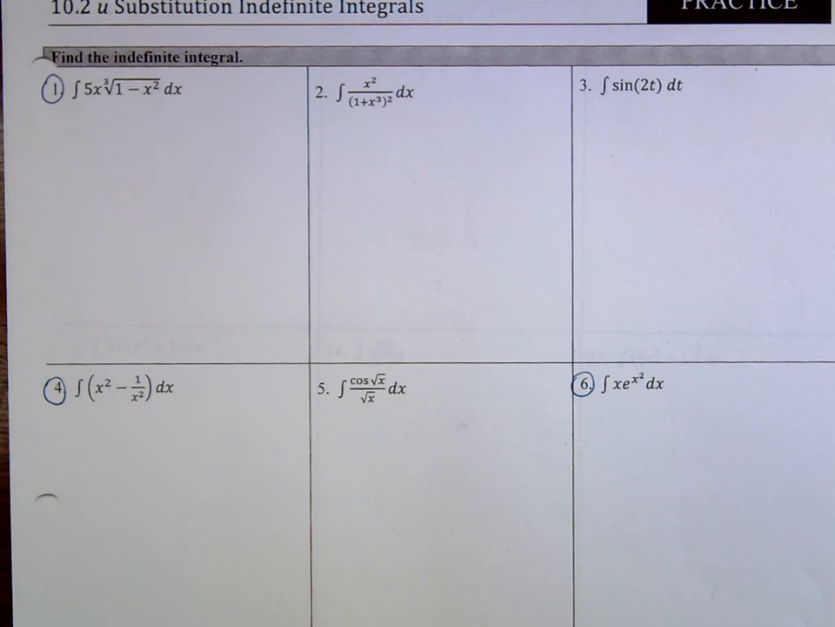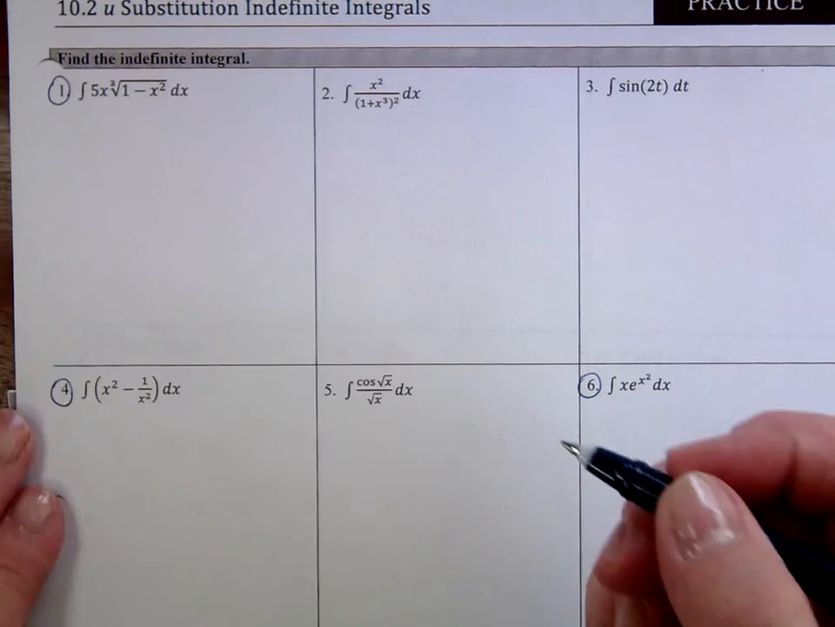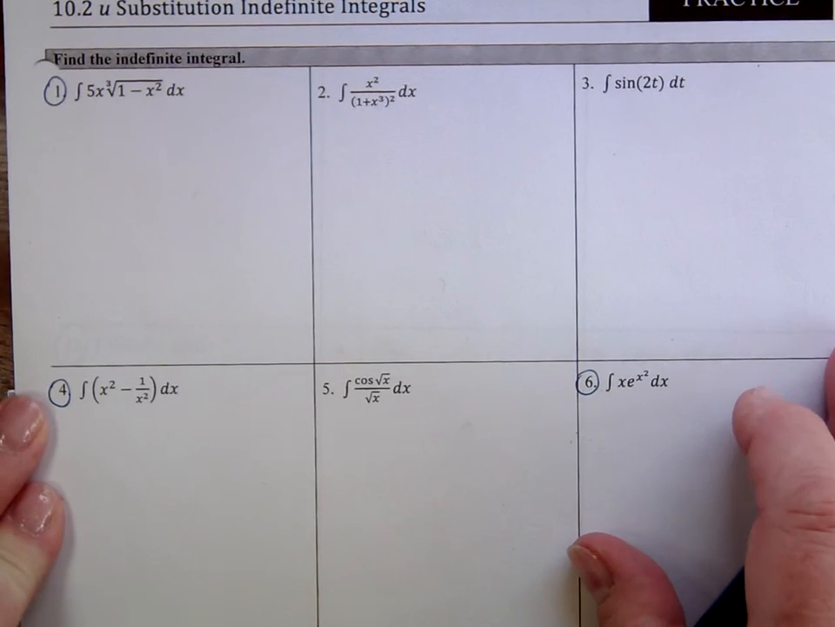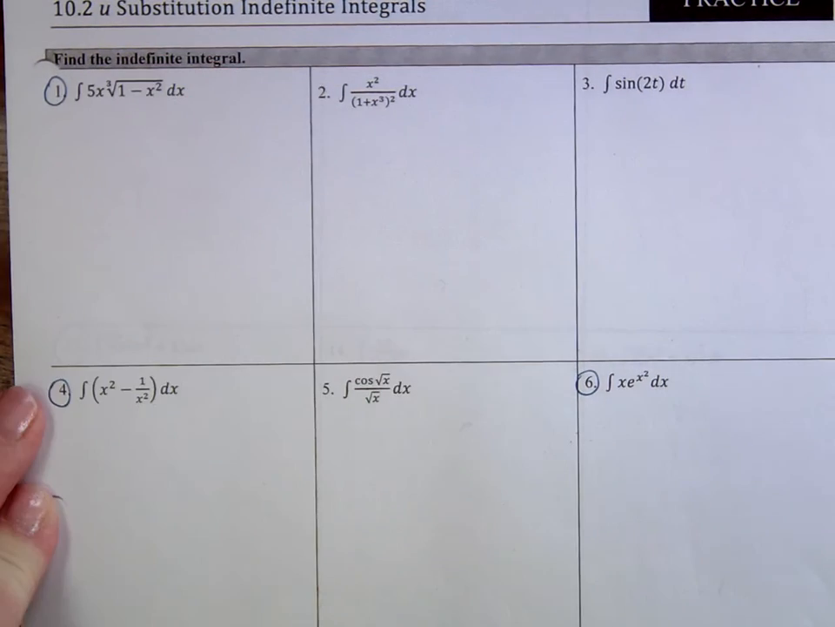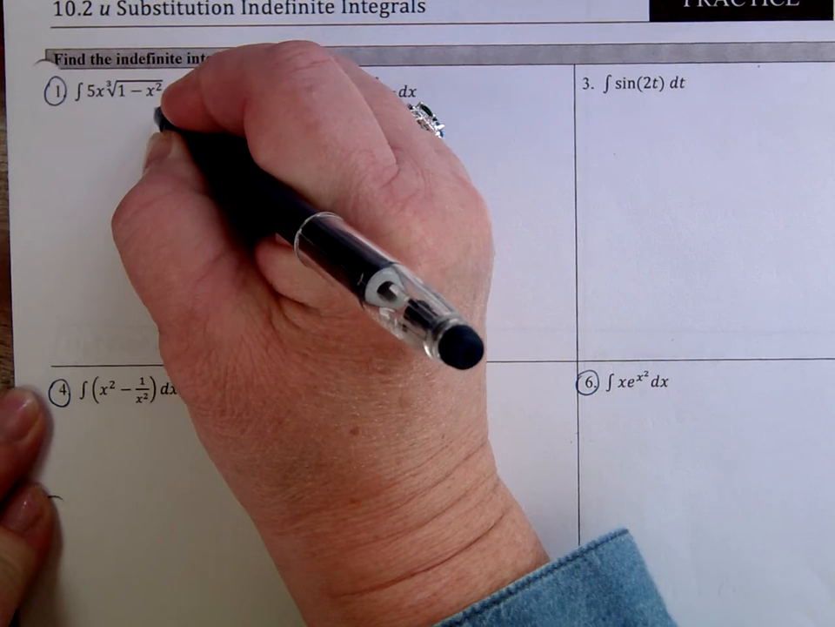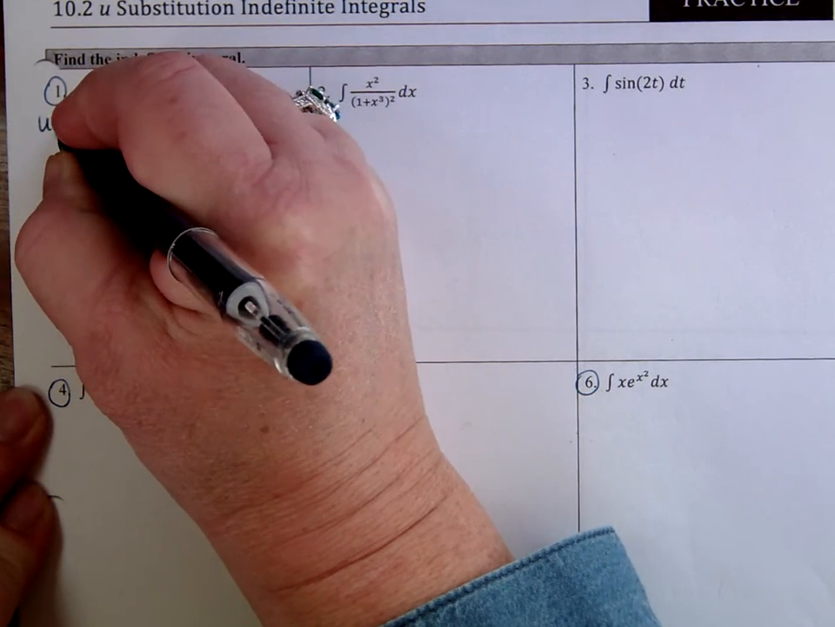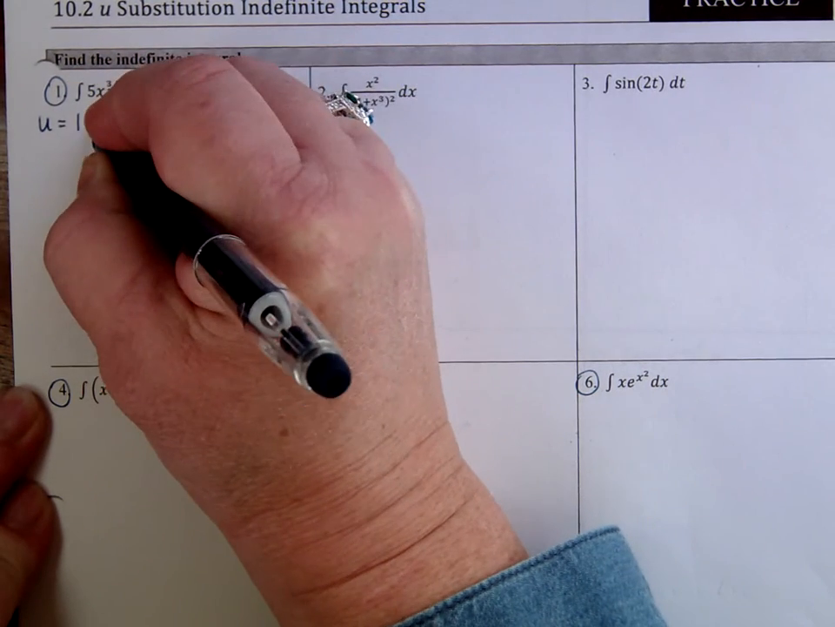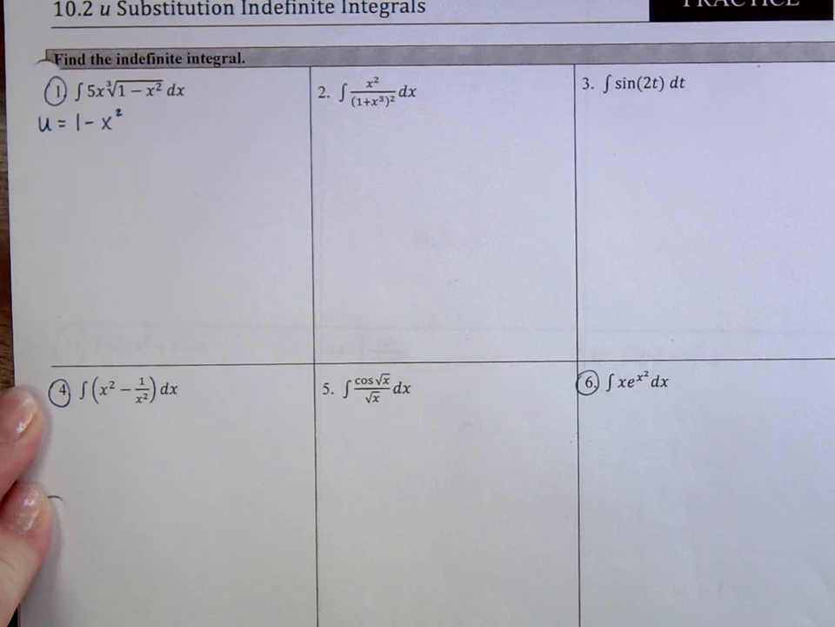So if I look at number one, believe it or not, it doesn't look all that complicated, but that 5 creates a bit of an issue. So we're going to look at how you deal with an extra number in there you don't want there. You're always going to pick a u value. You've seen that from the intro video that I did and also from the Flip Math video that you watched. But in this case, you usually take what's inside the root or inside a set of parentheses and you let that be your u. So u is going to be 1 minus x squared.